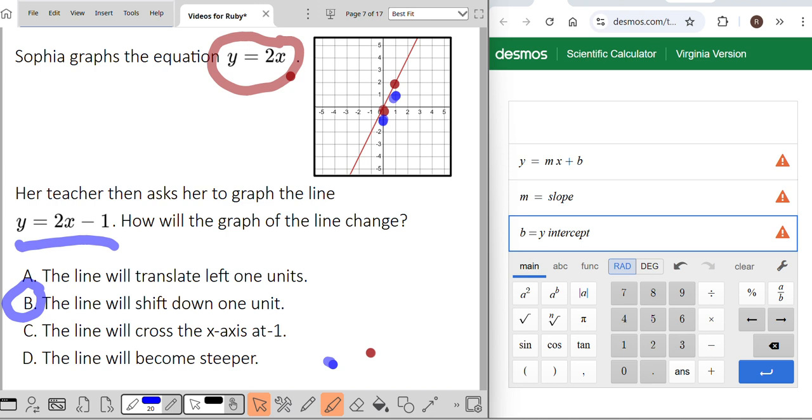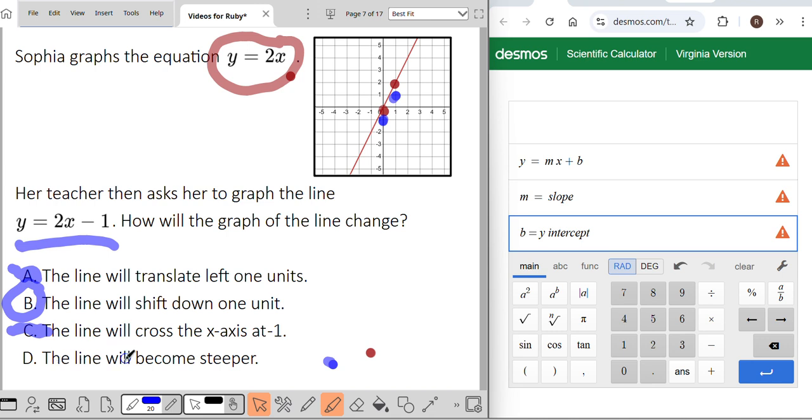All right, let's talk about these other choices just so you know when they're trying to trick you. The line will translate left 1 unit. Okay, don't worry about that. That will never happen. Right or left is not going to happen in 8th grade. It says the line will cross the x-axis at -1. Nope. When we are talking about linear equations like this, we are talking about the y-intercept, not x. You'll do that later in Algebra 1.